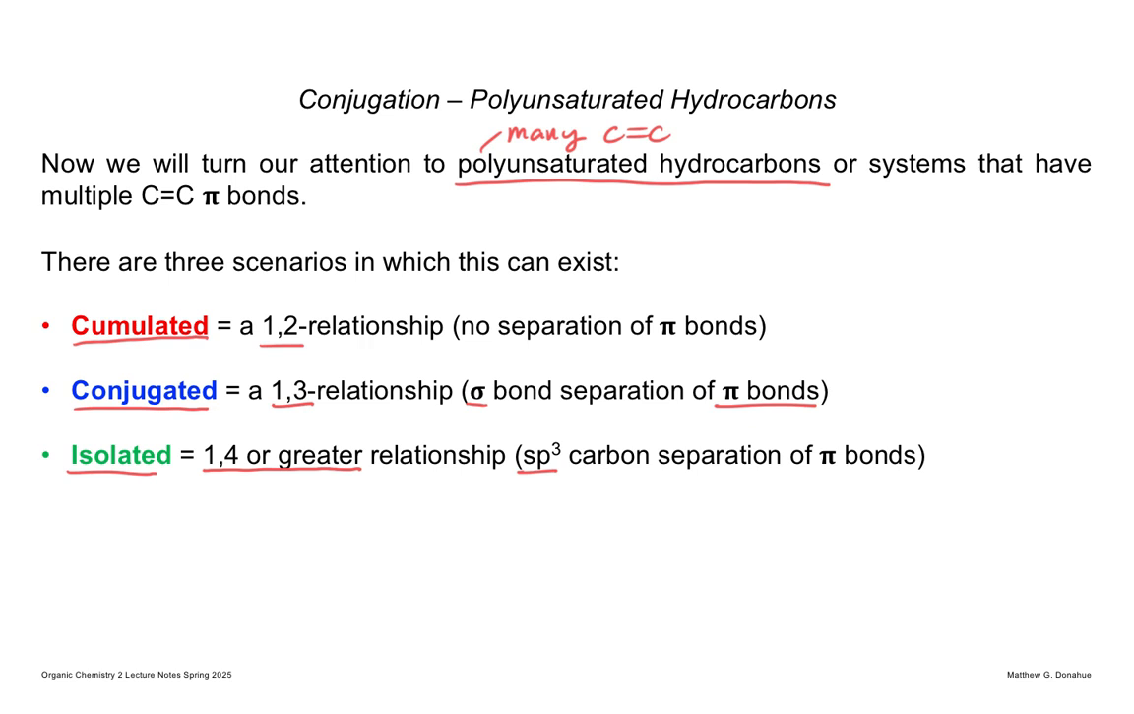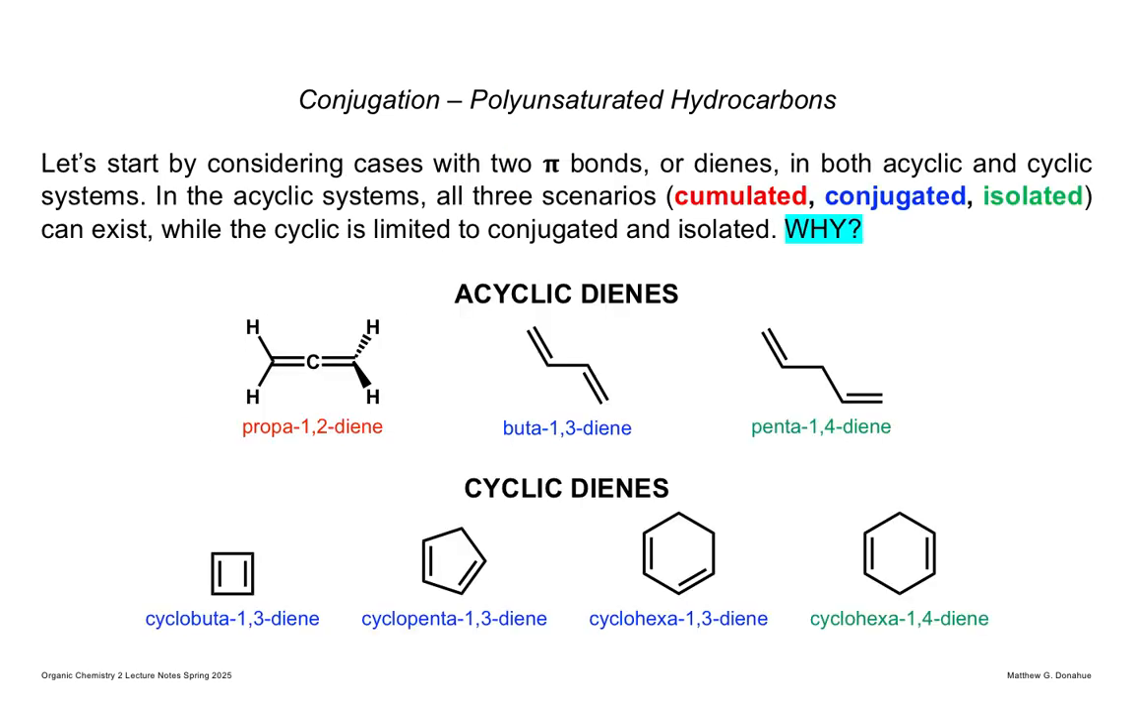So it turns out conjugated systems are special in that when the pi bonds are next to each other, there's a little bit of stabilization of the system. So here are some examples of each of those, split into two cases. So acyclic and cyclic, and the substrates shown are dienes, which means there's two double bonds.